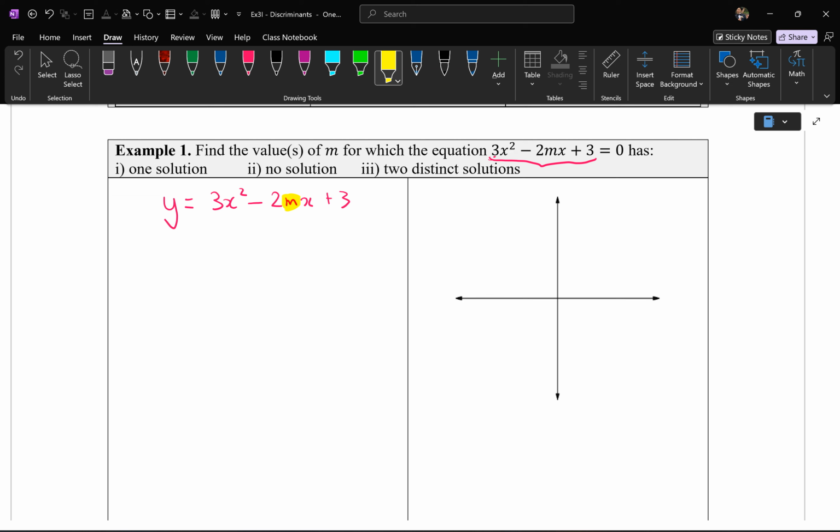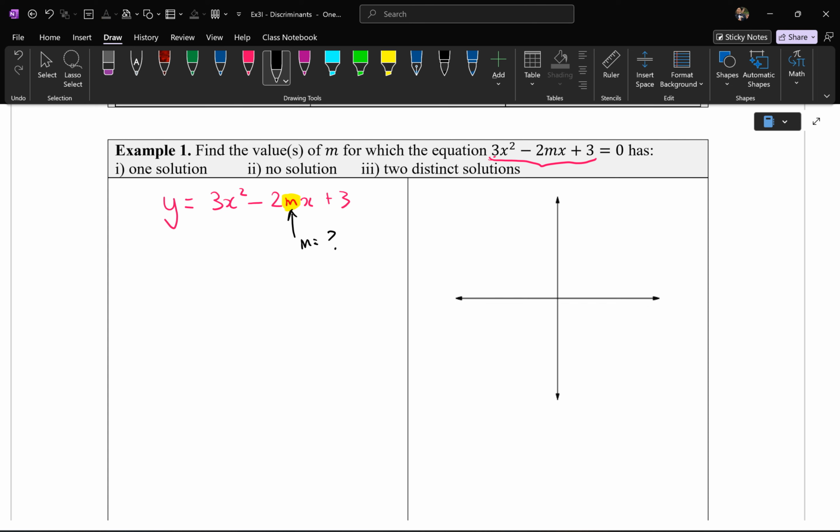If I took off m, then you can use the skills that I've taught you so far and sketch the graph. Find the y-intercept, factorize to find the x-intercept, and then complete the square to find the turning point, or use my formula, right? But the problem is the m. We don't know what m is. M can be any number. So that means my equations can be many different types of equations.